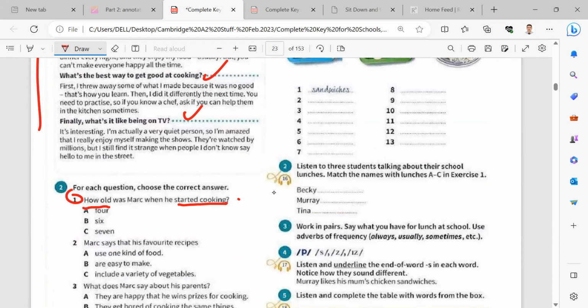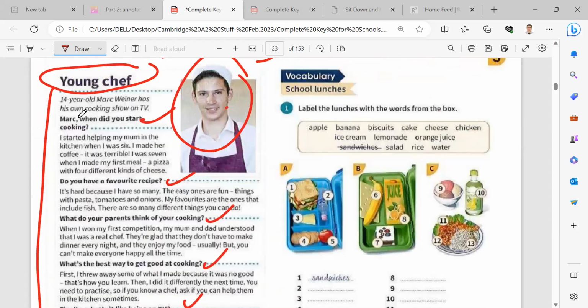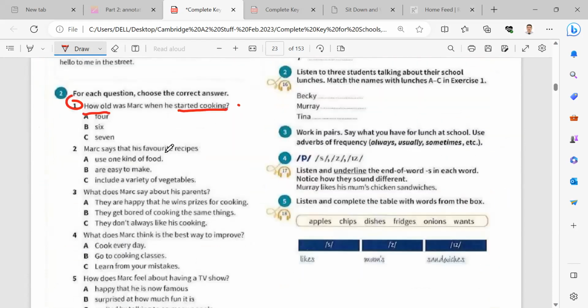Which paragraph can you find the answer to this question? I found it. You found it. Yes. Which paragraph? 1. The answer is B, 6. Okay. I started helping my mom in the kitchen when I was 6. Exactly. So he was 6. He started cooking through helping his mom.